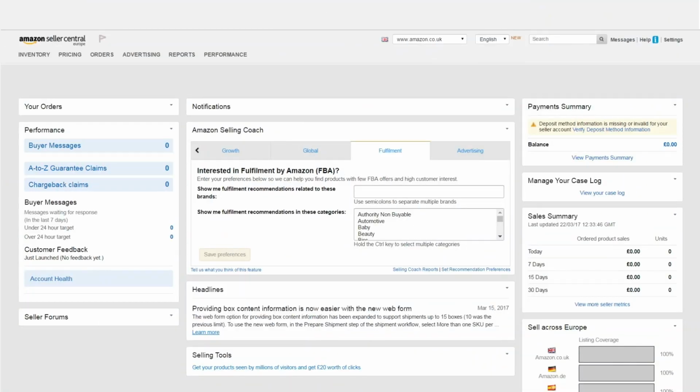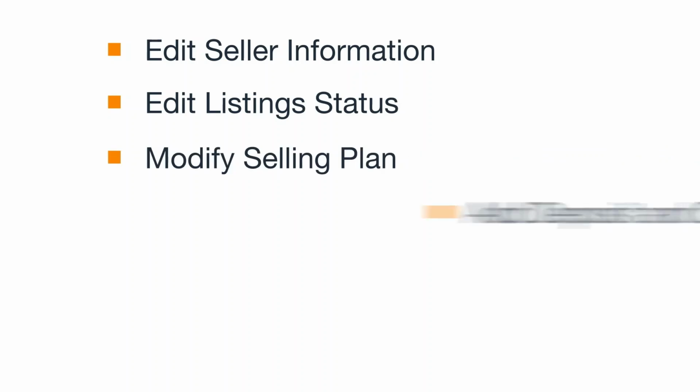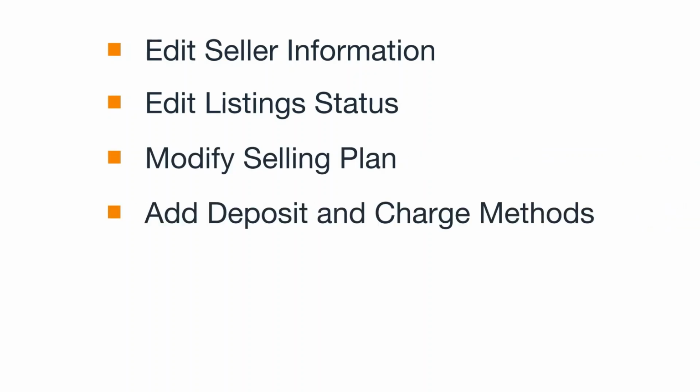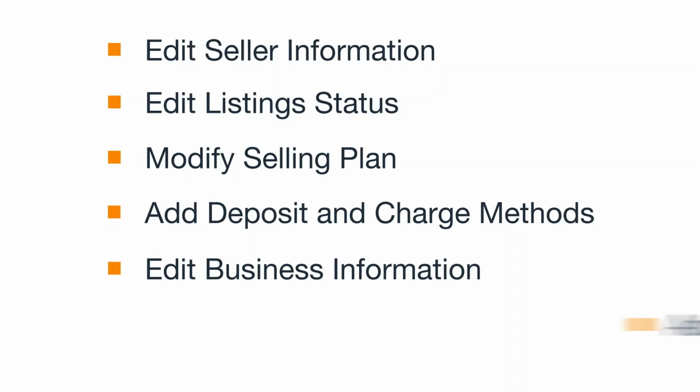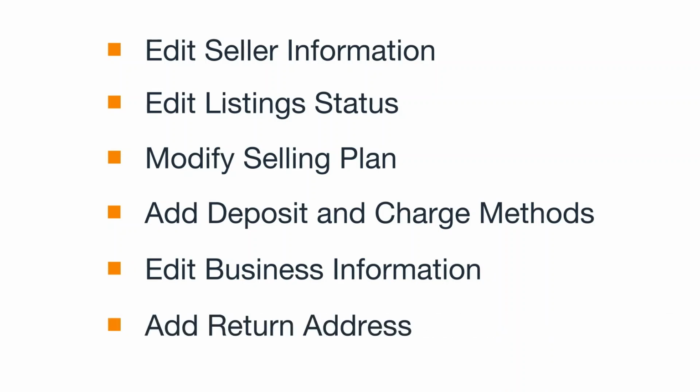Now that you have completed your Seller Central account registration, first things first, setting up your account information. After watching this video, you will know how to edit your seller information, edit your listing status, modify your selling plan, add deposit and charge methods, edit your business information, and add your return address for customers.